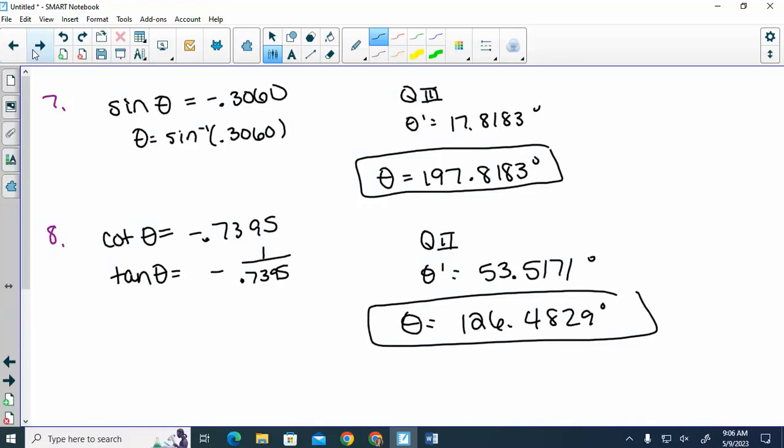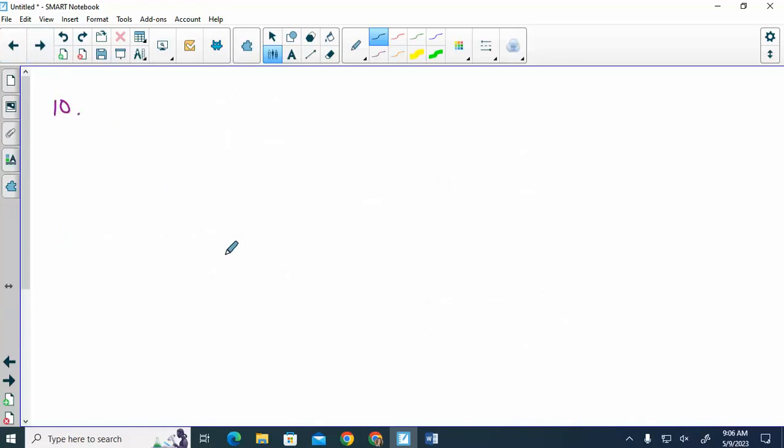So next up we have number 10. Remember we had all of these formulas, they're on the formula sheet: S equals R theta, V equals S over T, omega equals theta over T, V equals R omega, A equals 1/2 R squared theta. Okay.